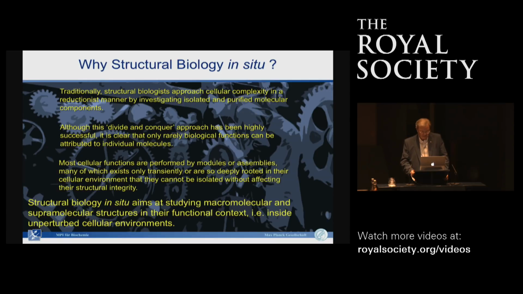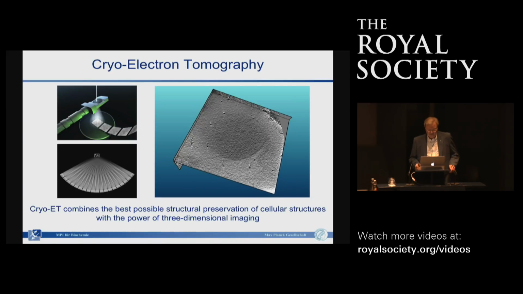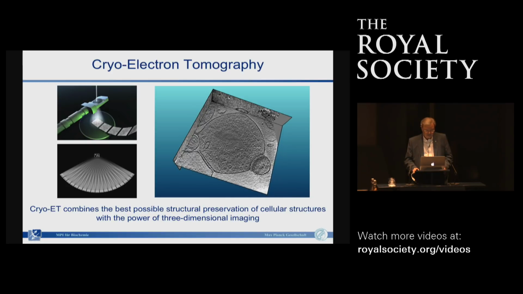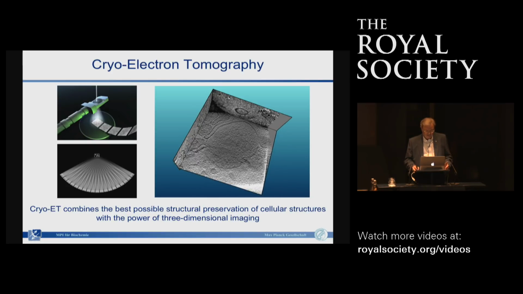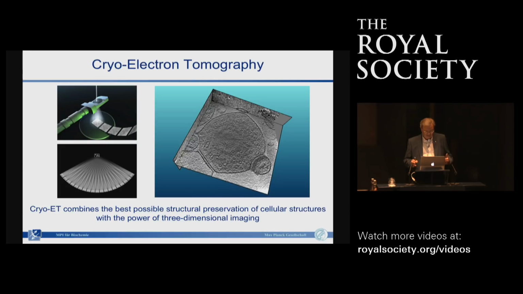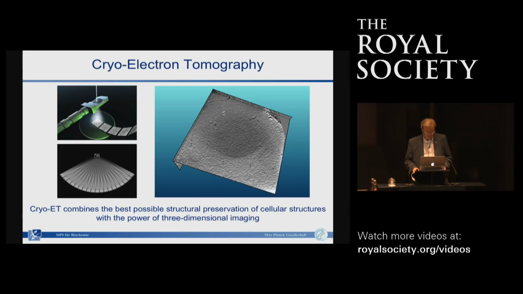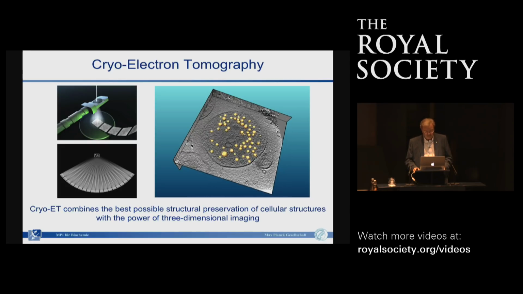So I think what structural biology in situ aims to achieve is to study macromolecular, supramolecular structures in their functional context. This means inside unperturbed cellular environments. And the method that enables doing that is cryo-electron tomography. I don't think with this audience there's any need to explain the principle of tomography. I mean, it's shown on the left-hand side.